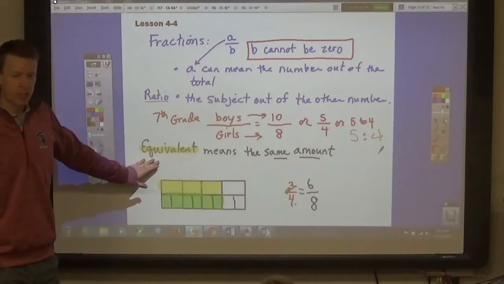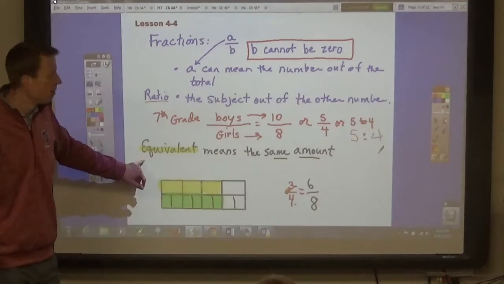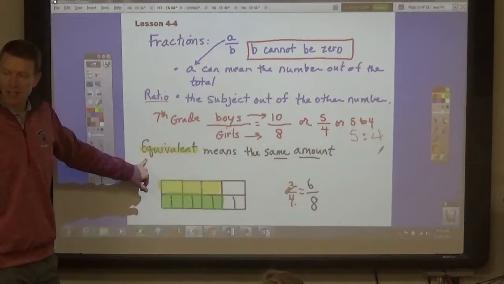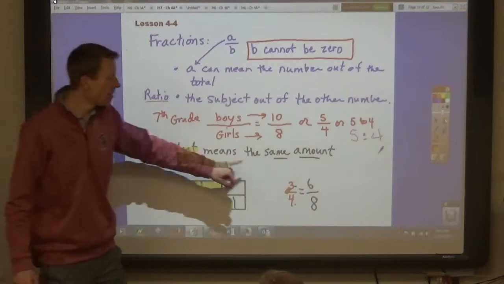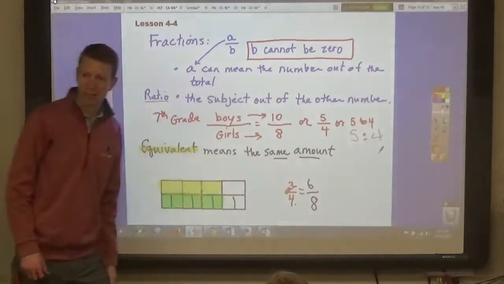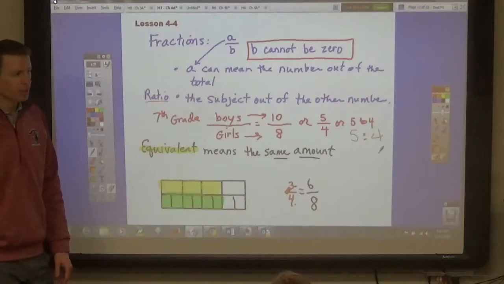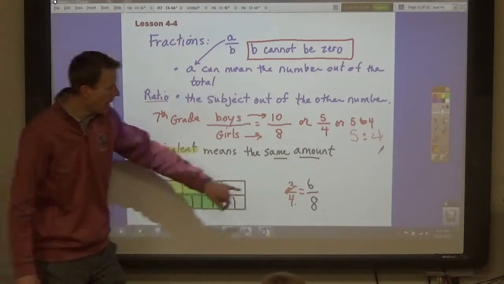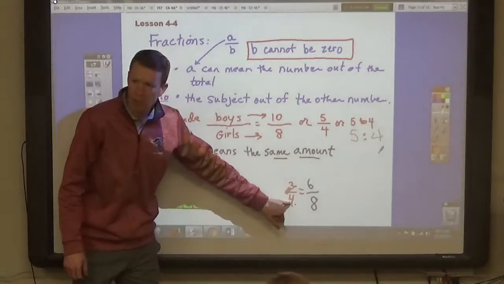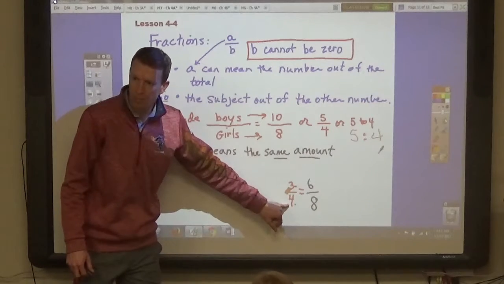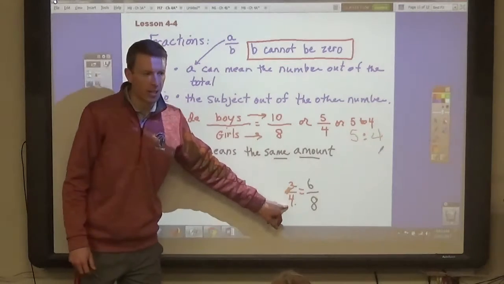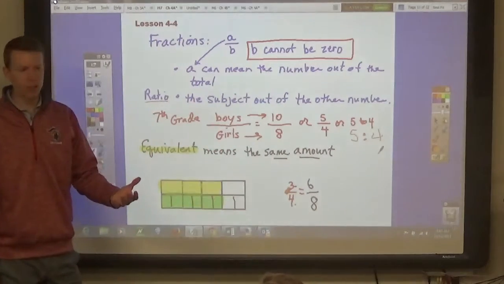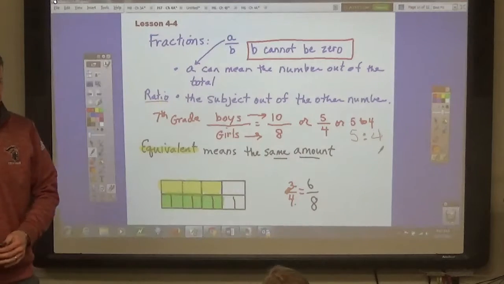Now, equivalent fractions. What does equivalent mean? It means the same amount, but different size pieces. Okay? So we can find equal fractions or equivalent fractions by simply multiplying the two numbers by the same number. If you're starting with 3/4 and you multiply both numbers by 2, you get 6/8. You have the same amount, they're just in smaller pieces.